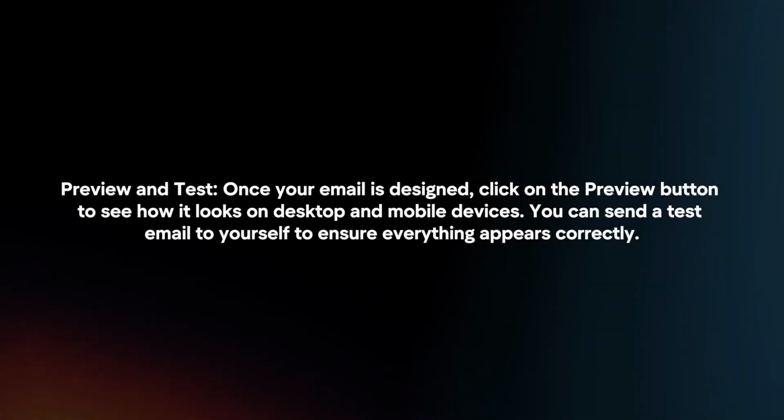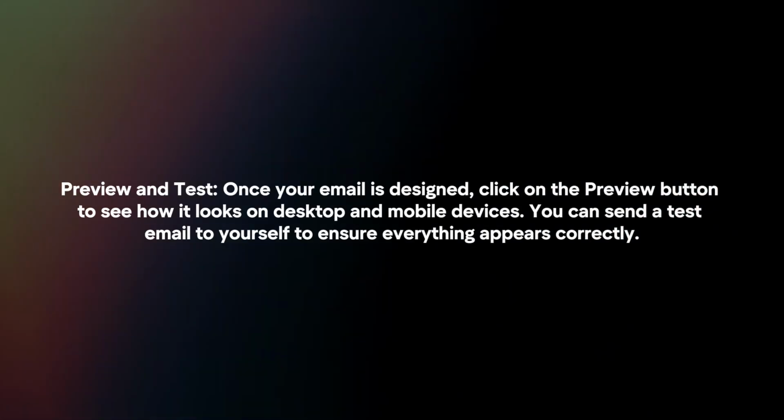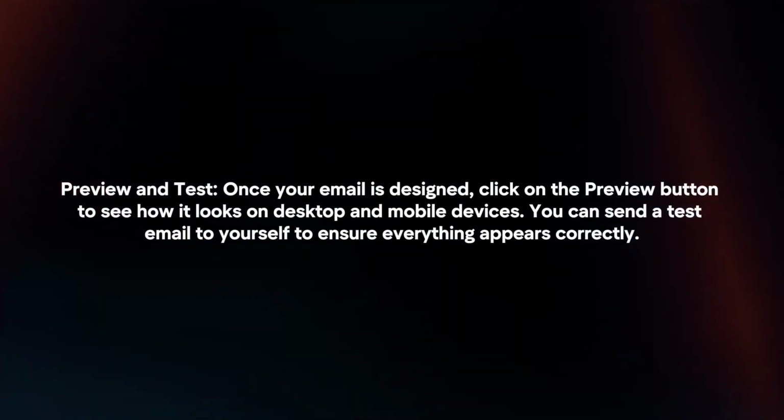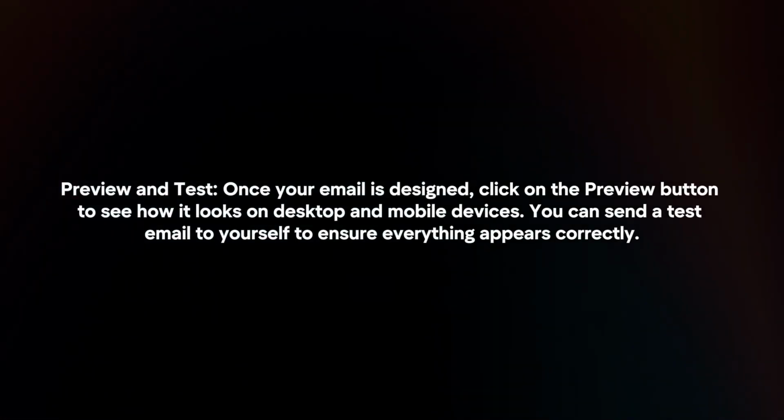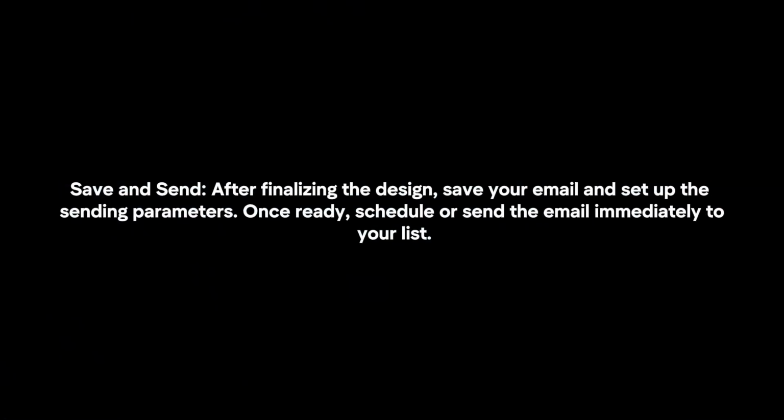Preview and test. Once your email is designed, click on the preview button to see how it looks on desktop and mobile devices. You can send a test email to yourself to ensure everything appears correctly. Save and send. After finalizing the design, save your email and set up the sending parameters. Once ready, schedule or send the email immediately to your list.